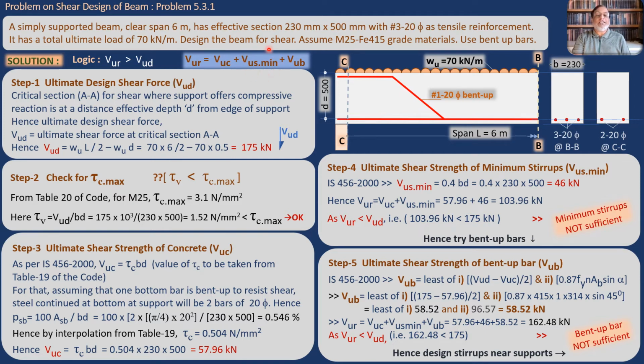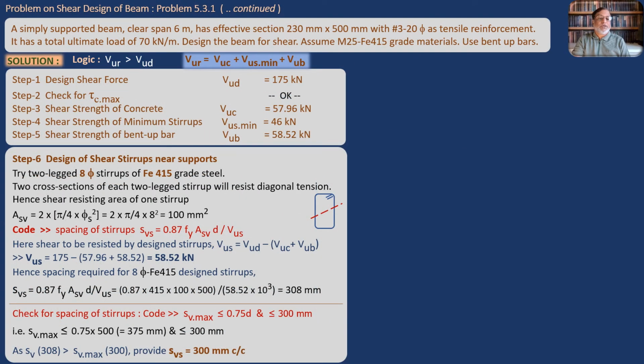We will have to design extra shear stirrups, and that is what tells us this, that hence design shear stirrups near the supports. So we come to this step 5 with this conclusion, that in the next step we will be designing shear stirrups higher than this VUS minimum. So coming to step 6, design of shear stirrups near supports.